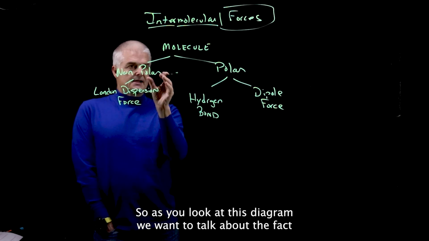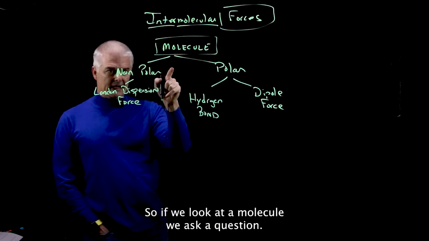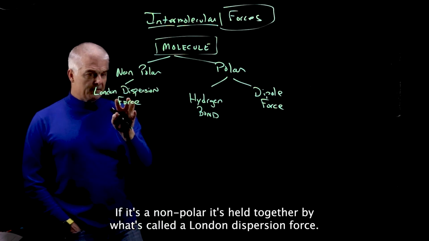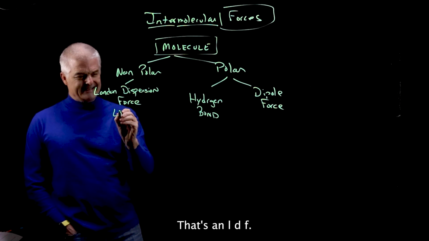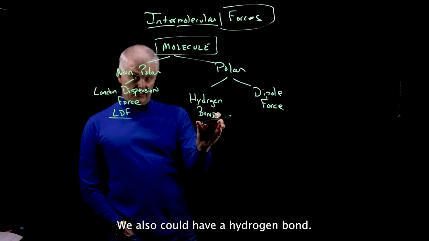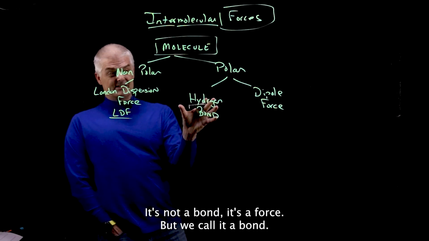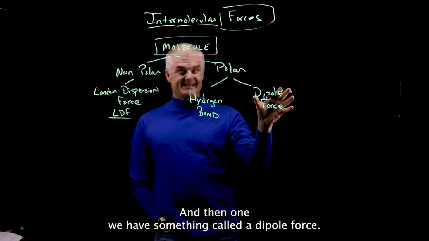So as you look at this diagram, we want to talk about the fact that we're dealing with intermolecular. So if we look at a molecule, we ask a question, is it nonpolar or is it polar? If it's nonpolar, it's held together by what's called a London dispersion force. That's an LDF. That's how I like to abbreviate that. We also could have a hydrogen bond. Now, this is actually a bit of a misnomer. It's not a bond. It's a force, but we call it a bond. That's crazy, you know. And then we have something called a dipole force.